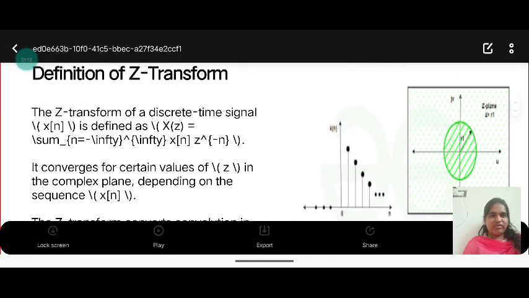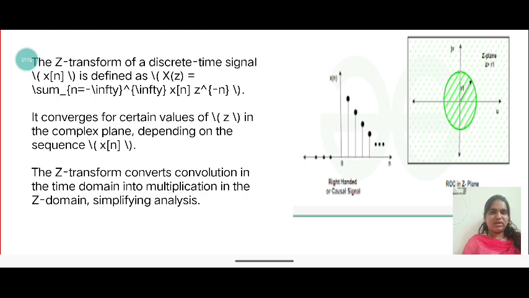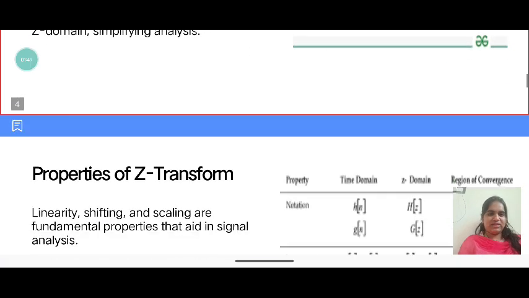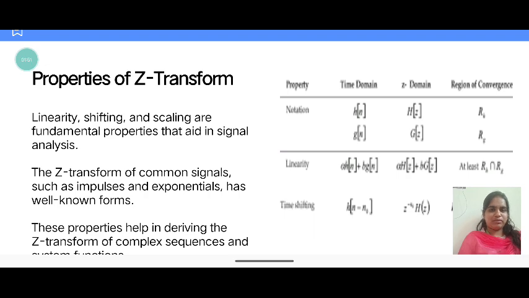Define the Z-transform. The Z-transform is for a discrete-time signal, and this is the formula for that. It converges for certain values of z in the complex plane, depending on the sequence x[n]. Convolution in the time domain becomes multiplication in the Z-domain, which simplifies analysis. For right-handed causal signals, according to the diagram, the ROC is presented here on the Z-plane. These are the properties of the Z-transform.